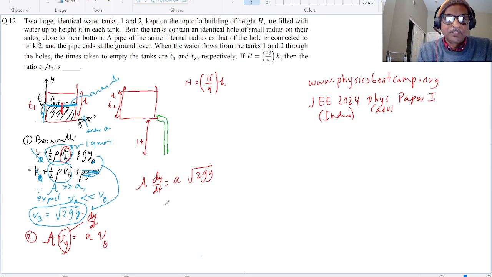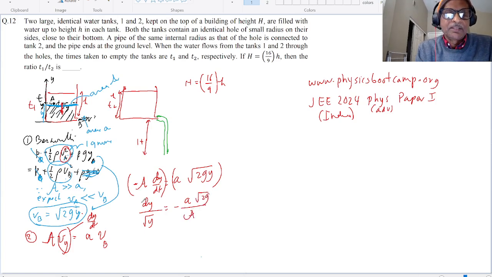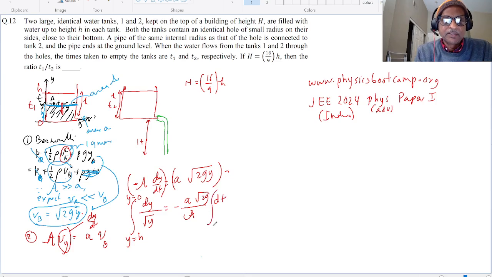And this dy over dt, from the way it's written, should be negative, so this whole thing is positive and this whole thing is positive. So dy over square root of y equals minus little a square root of 2g over script A times dt. I need to integrate from y equals little h to y equals 0, and on the other side integrate dt from 0 to t1.